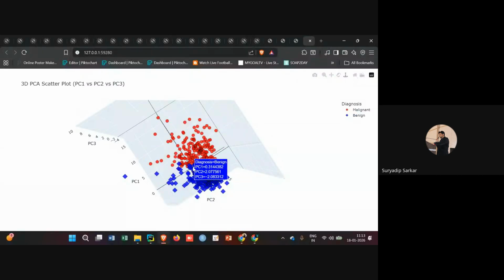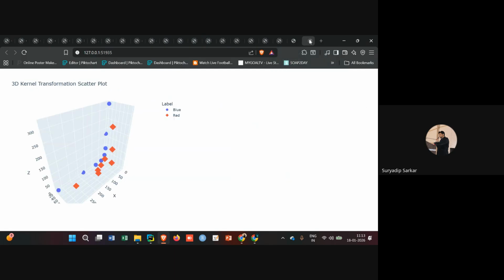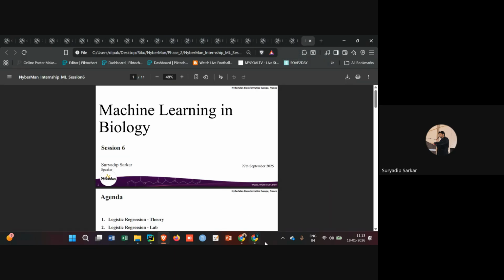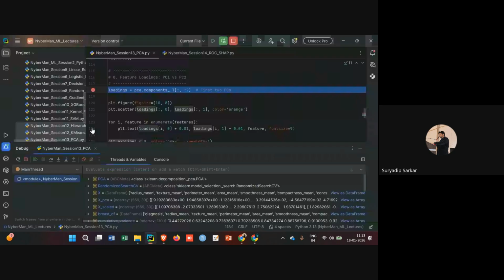From this angle we can see that the differences are much clearer. Sometimes three-dimensional plots help us in understanding the differences much better than two-dimensional plots, simply because you're adding more information to it. Okay, so this is what that is. I'll close this. We don't need these as well. And this is where we are.